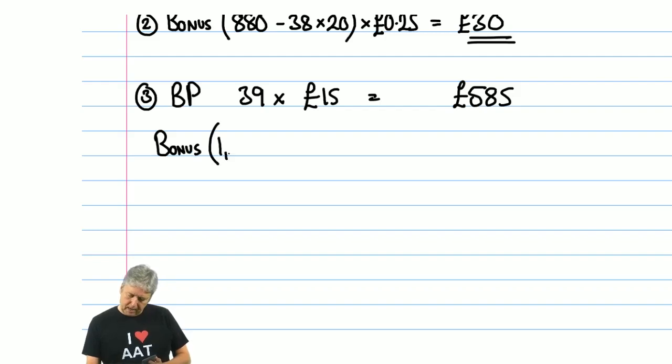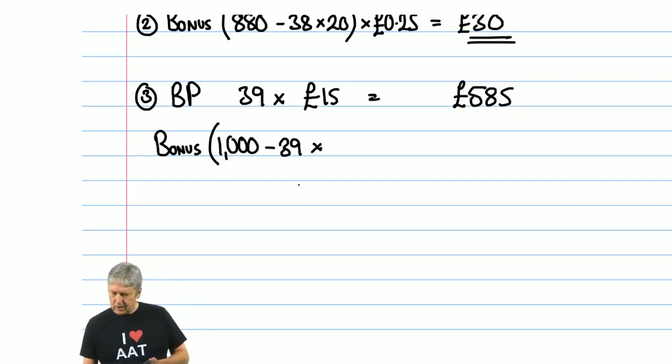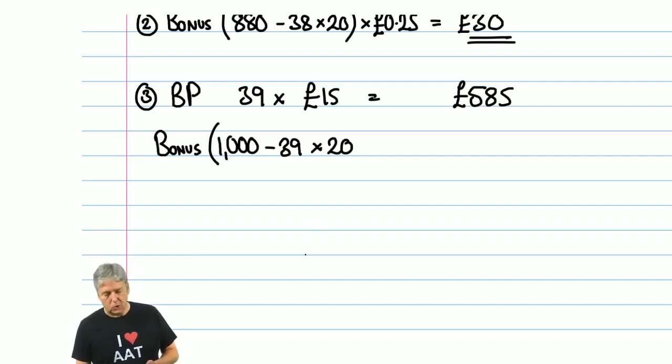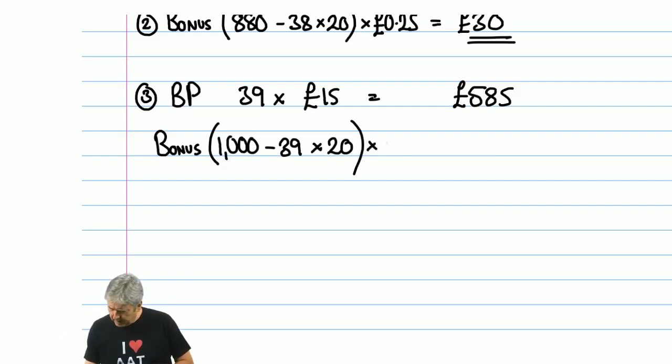And the bonus, we have 1,000 units produced. Now, in the 39 hours that we actually work, we expected to produce 20 units each time. So there's certainly a bonus there. And we want to multiply that by 25 pence per unit. So what have we got? We've got 1,000 minus 780 gives us 220 multiplied by 0.25 comes to 55.